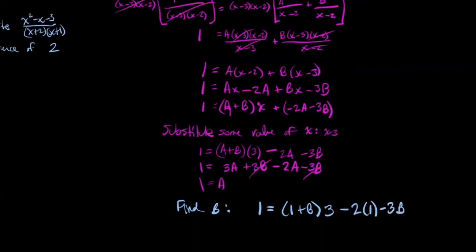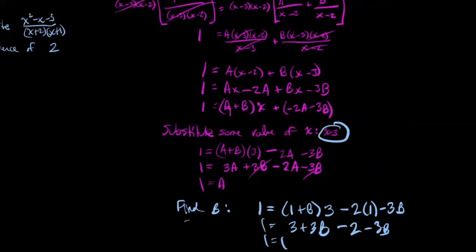And so look what happens here. These 3's end up canceling out again. We'd have 3 plus 3b minus 2 minus 3b is equal to 1. And we just end up with 1 equals 1. So something went wrong here. And that something is this x equals 3 is only good for solving for a single variable at a time, because the whole point of it is to make one of these cancel.